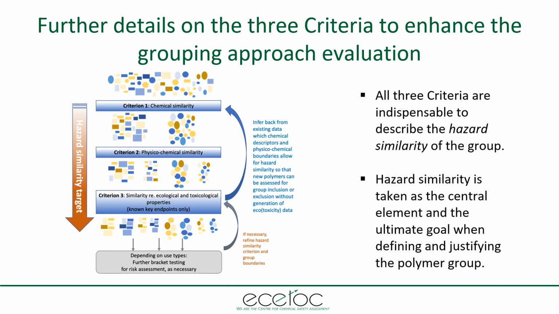So while going along these criteria 1, 2, and 3, you will end up with similar properties with hazard similarity of your final polymer. And if needed, you may come up to refine hazard similarity criteria and group boundaries. All these 3 criteria are indispensable to describe the hazard similarity of the group, and the hazard similarity is taken as the central element and the ultimate goal when defining and justifying the polymer group.